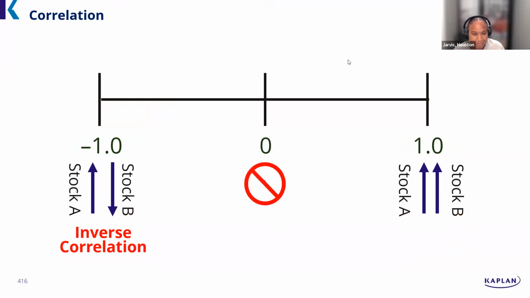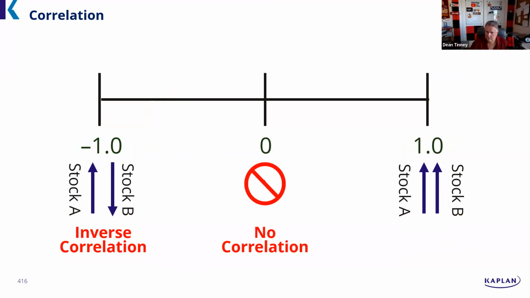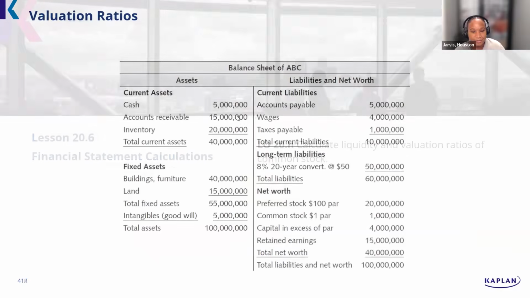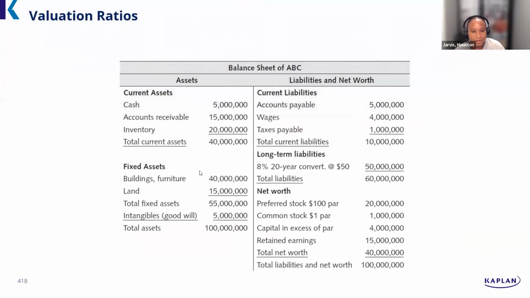All right, so there we go. Inverse. On the test, it's not called inverse. It's called negative correlation. No correlation and perfect correlation. You'll never get perfect correlation, but you could come close, right? In other words, Chevron and Exxon are different businesses, but they're very similar. Okay, so balance sheet stuff.